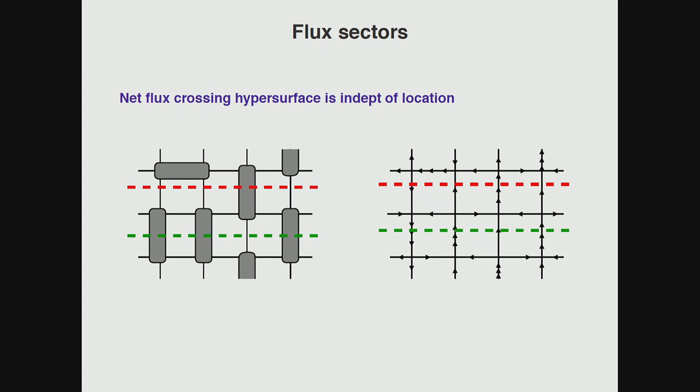Across this green line, we've got 3 units of flux going down and 3 units of flux going up. So those cancel. And then on these two, we've got 4 units of flux in the upward direction altogether. And if we look at things across the red line, then again, we've got 4 units of flux upwards here. And again, we've got a cancellation, but a different cancellation on the two leftmost links.